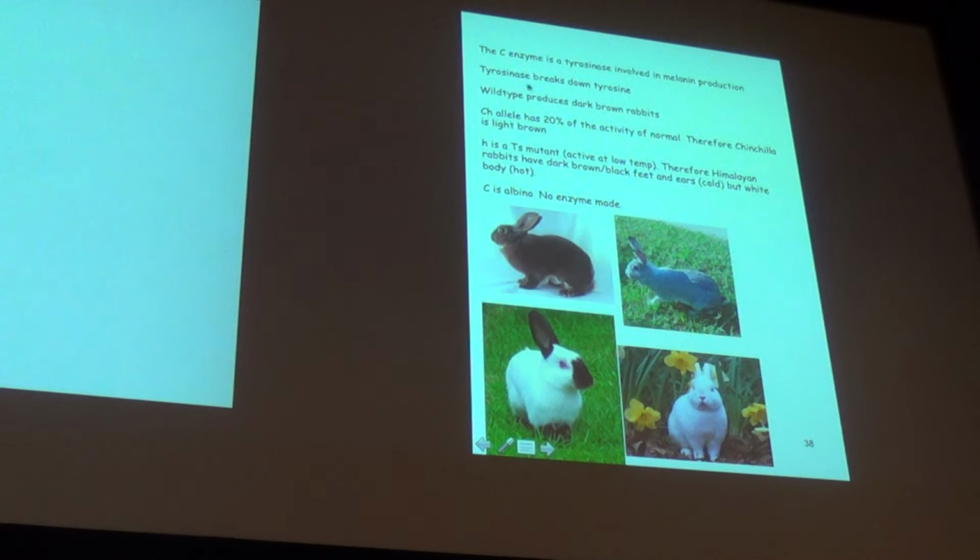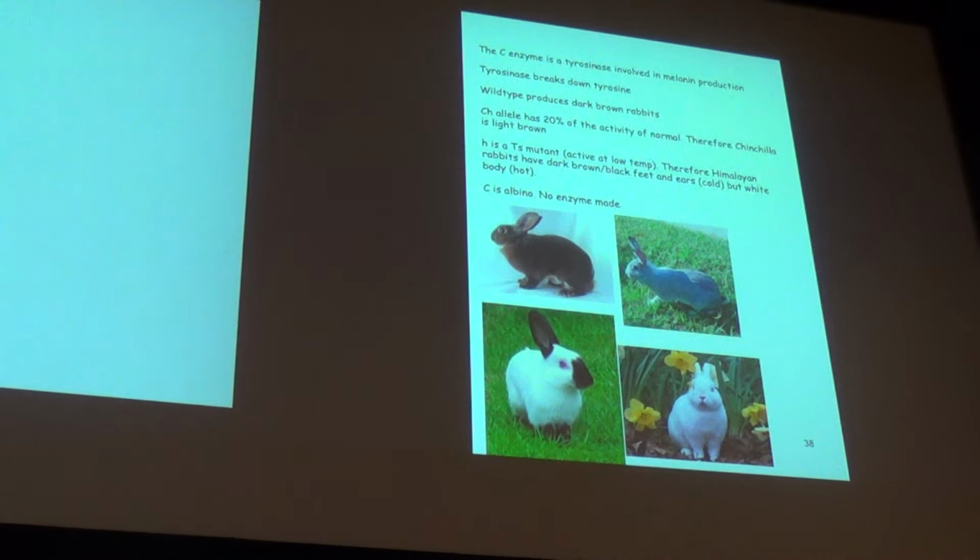The chinchilla allele, the little c-ch allele, has only 20% of the activity of normal. So remember, normally enzymes have maximum activity and you have an excess of them. But when you're down to 20% activity, you produce less of the pigment. And so you get a light brown colored chinchilla rabbit.